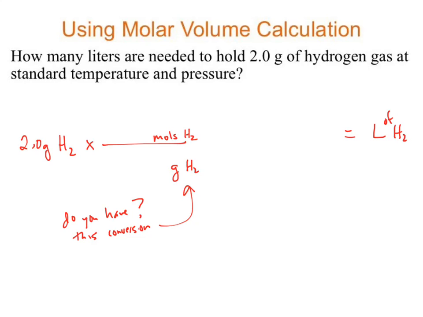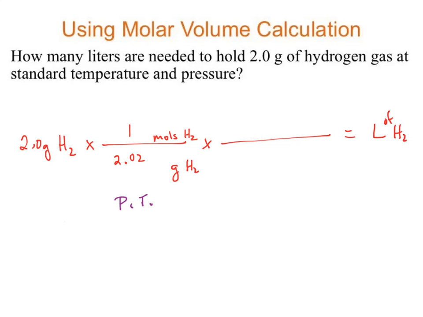What is the relationship between the grams of hydrogen and the moles of hydrogen? 1 mole is 2.02 grams. Where'd you get that information? We can get that from our periodic table. Okay, what units are we at now? We're at moles because we've canceled out our grams.